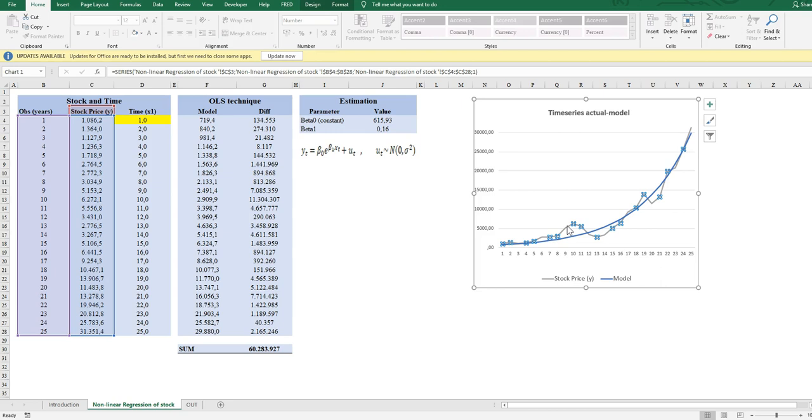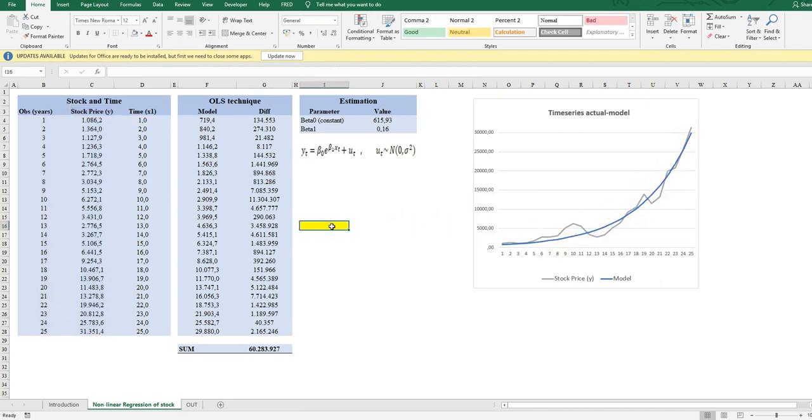So we build a functional relationship that takes into account the supposed exponential relationship in the actual time series, and then we fit. And the model I use is this one.